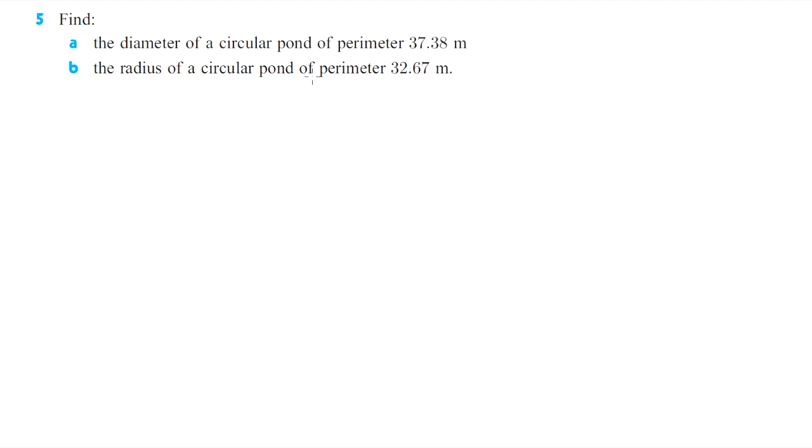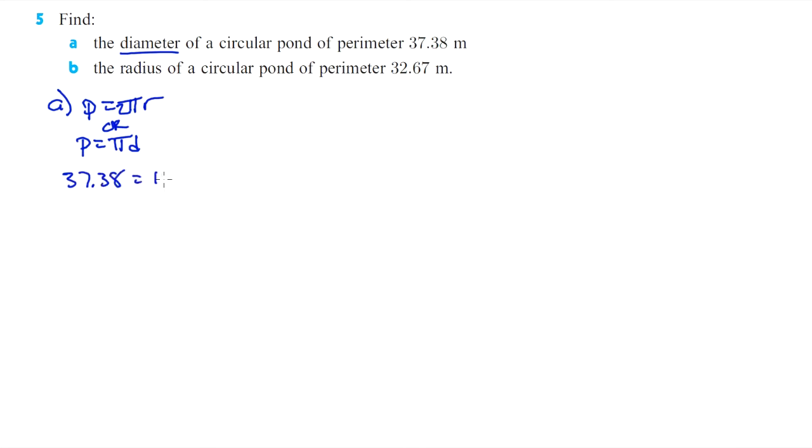5A, find the diameter of a circular pond of perimeter 37.38 meters. Okay, so we already know what the perimeter is, and we know it's a circle, so we would just use our perimeter formula. Perimeter equals 2 pi r, or perimeter also equals pi times the diameter. Since they're asking for the diameter, let's just use this one here, right?